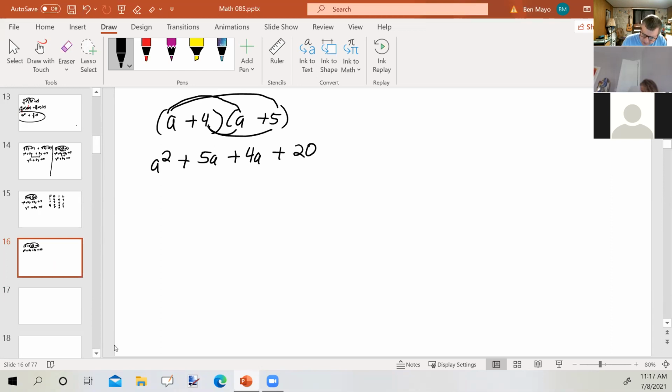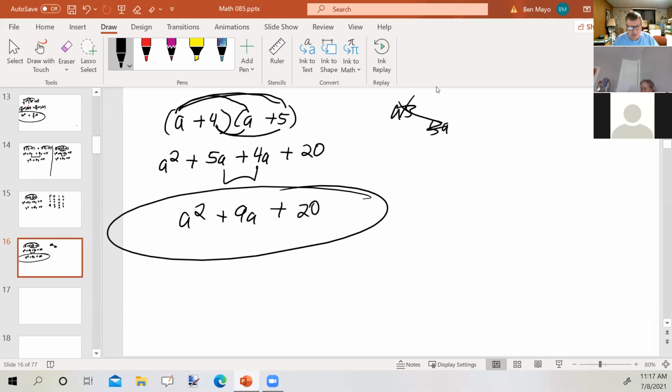I want to remind you of something from the past. When I took A times 5, I could have written A5, but we instead write 5A, we put the coefficient in front of the variable. Okay. All right. Then combining like terms, A squared plus 9A plus 20. And there's our final answer. So we're multiplying 2 binomials together, and the product is a trinomial in this case.